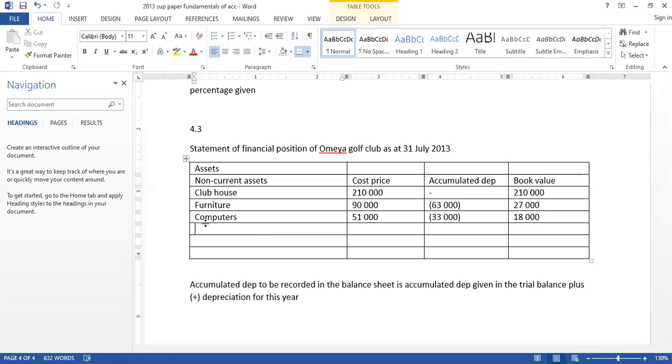Okay. So these are the only non-current assets that we have, and therefore we have to add up our amounts.